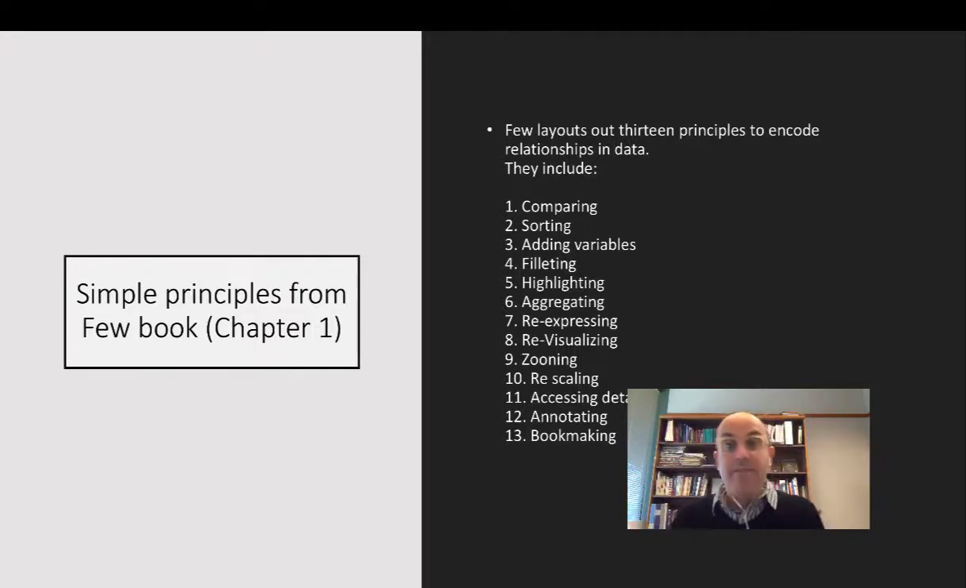A textbook, I don't have the book in front of me, lays out for us 13 principles that encode the relationship of data. And he talks about them in a sense that it's really important for us to understand what it means when we start using those principles in order to generate our visualization.